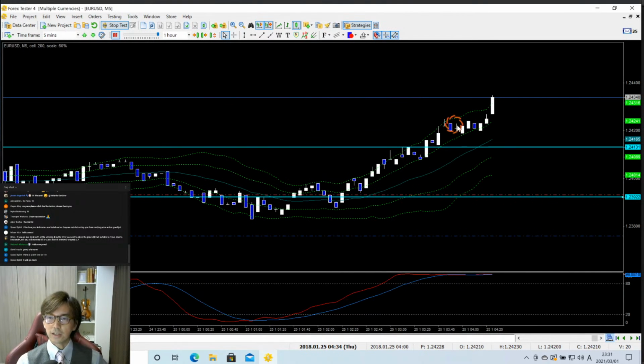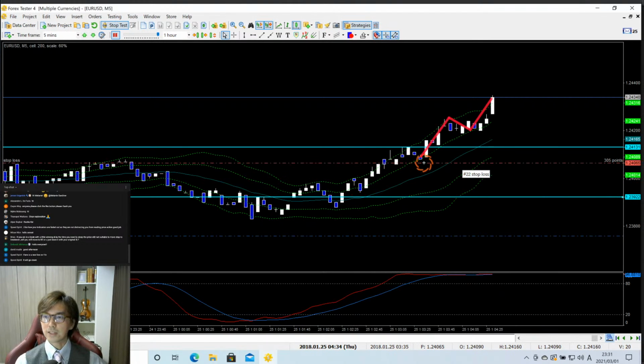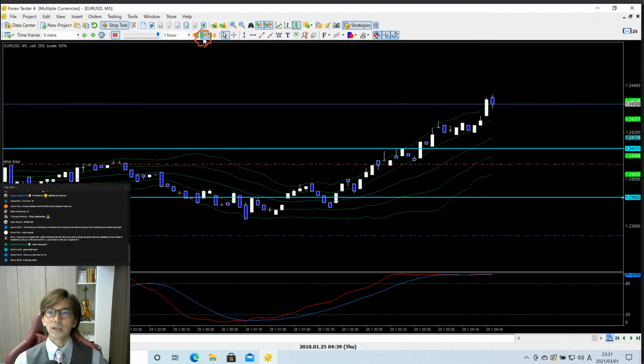Okay, now there's another N wave to form. So I trail the profit to the previous low, which is at this level. I will fix the 30 pips of profit in this way and keep trading it along the way. So let's see.